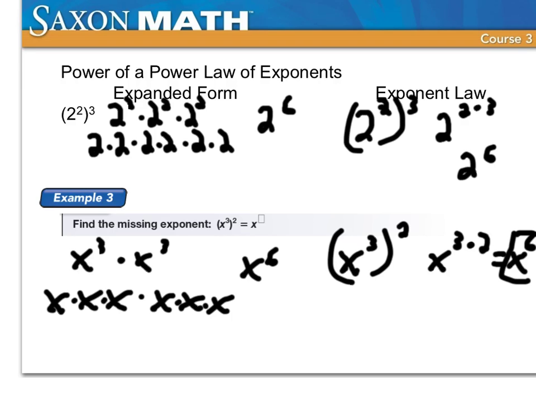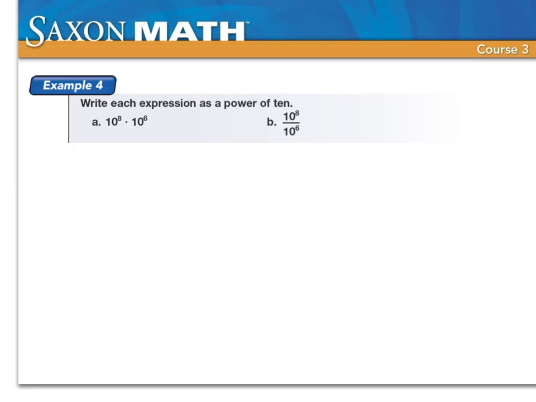Alright, let's do one more set of problems. Alright, this says write each expression as a power of 10. Okay, so this is what we've just done. Now let's look at this example right here, and first of all we're going to rewrite it. This is 10 to the 8th times 10 to the 6th. This is an example of a problem where the exponent rules are nice.